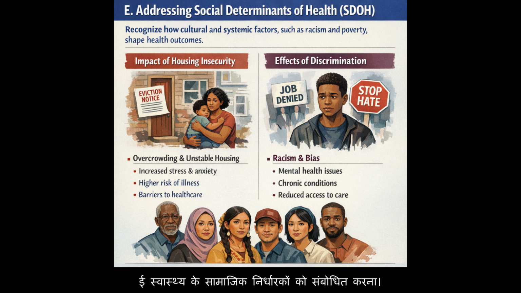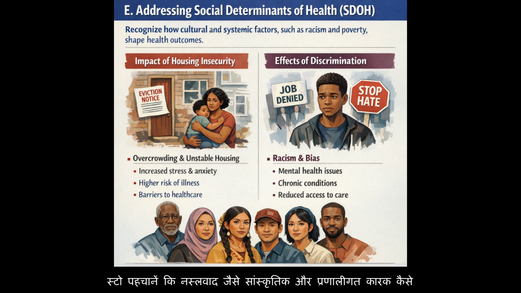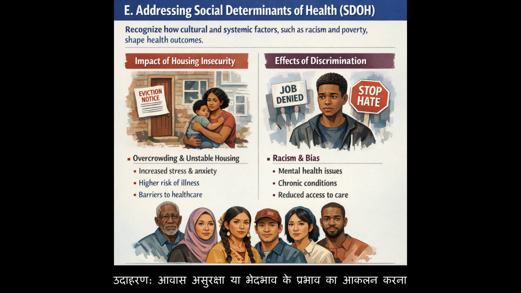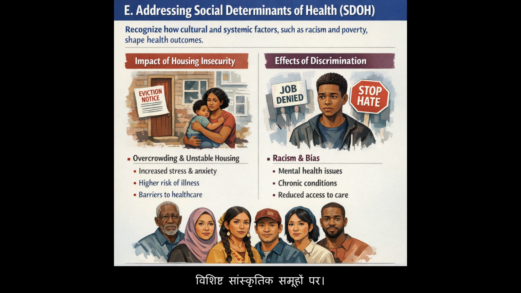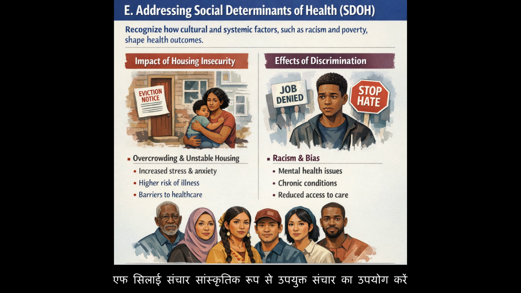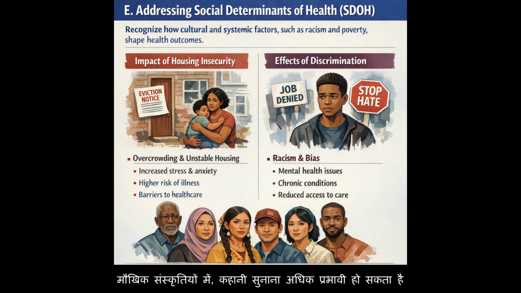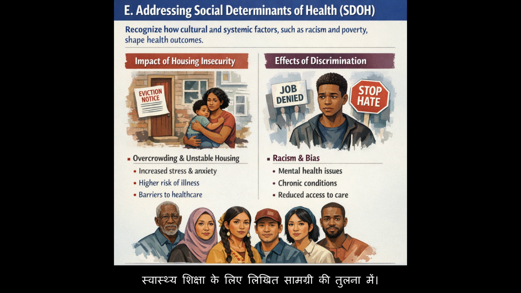E. Addressing social determinants of health. Recognize how cultural and systemic factors, such as racism and poverty, shape health outcomes. Example: assessing the impact of housing insecurity or discrimination on specific cultural groups. F. Tailoring communication. Use culturally appropriate communication methods that resonate with the target population. Example: in oral cultures, storytelling may be more effective than written materials for health education.